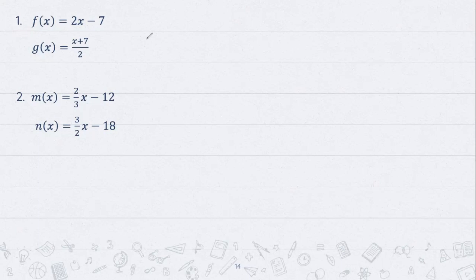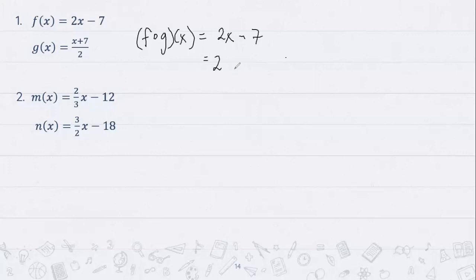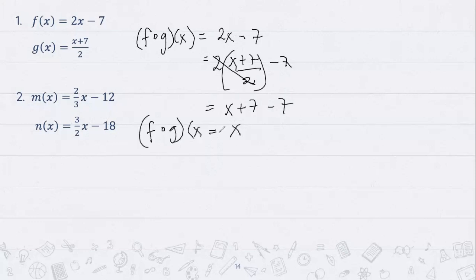Okay. So first we have here number 1. Okay, so we have f of g of x is equal to 2x minus 7. So 2, ano yung buong x? So we have x plus 7 over 2, minus 7. Cancel. Diba? So we have x plus 7 minus 7, and that will yield the answer of x. So our f of g of x is equal to x. Therefore, f and g are inverse of each other.